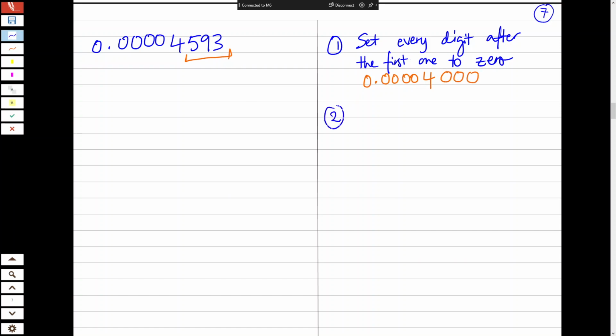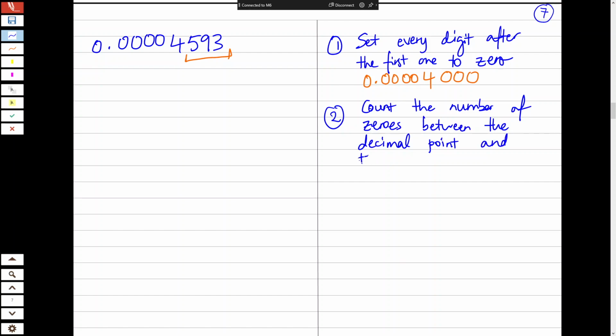Step 2. Count the number of zeros between the decimal point and the remaining digit. So, Lockie, how many zeros do I have here between decimal points? There's 4 of them. 4 zeros.